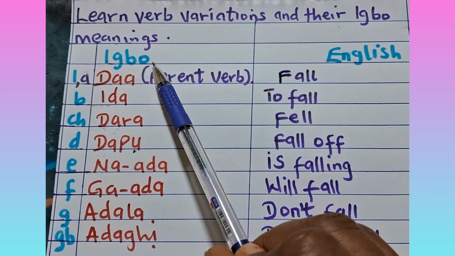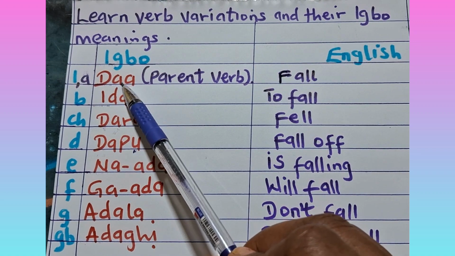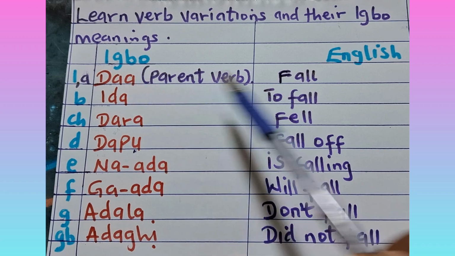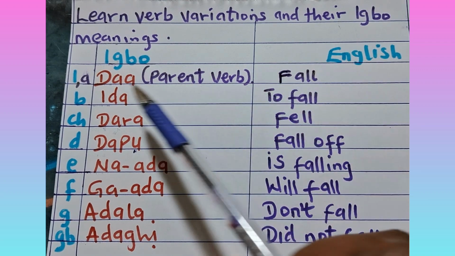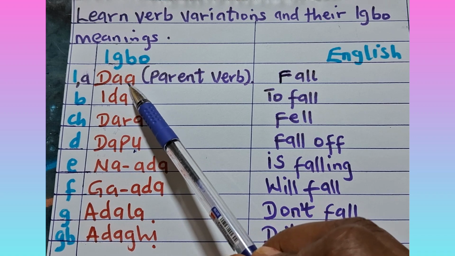Let's start. Igbo, English. Number 1, da. Da is our parent verb. Da means fall in English. We are going to change this da into various forms of verbs.